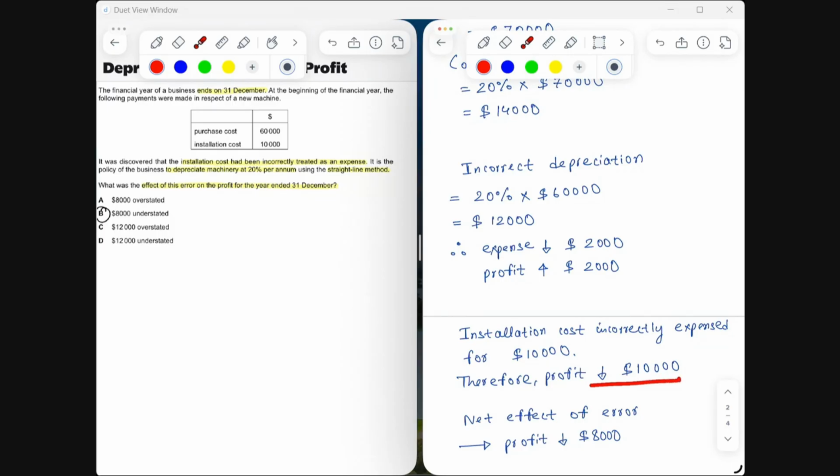So doesn't that mean the net effect of error on the profit is that it is understated by $8,000, because we have got overstated $2,000 here and understated $10,000 here, which offsets the overstated amount of $2,000 and ultimately leaves us with an understated amount for profit of $8,000. So on that basis, the correct option would be to select option B.